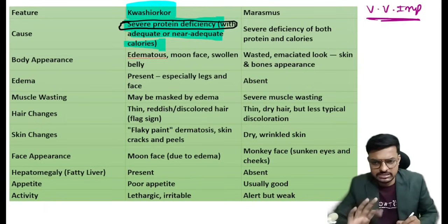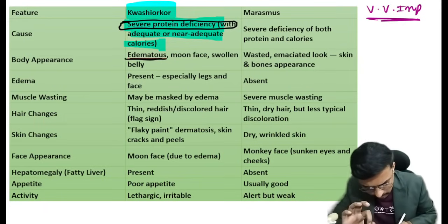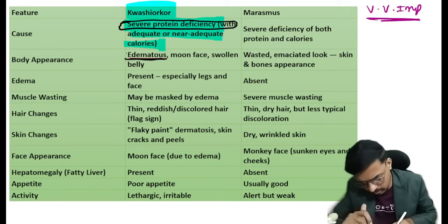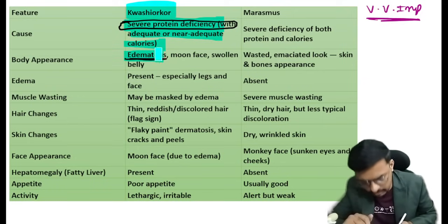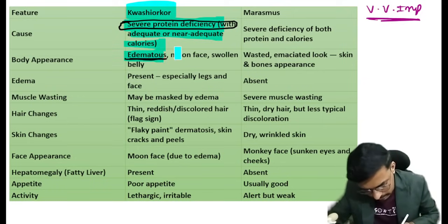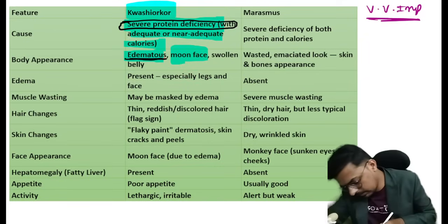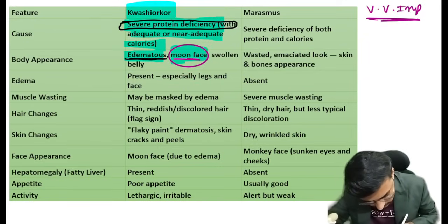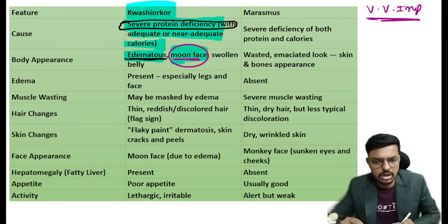Protein deficit means, as I told, plasma oncotic pressure will decrease and we will see whole body edema. Edema will be there, and the puppy face: edema of the face, which looks like a moon. Moon-shaped face, a question asked a thousand times in your exam, will be seen in kwashiorkor.